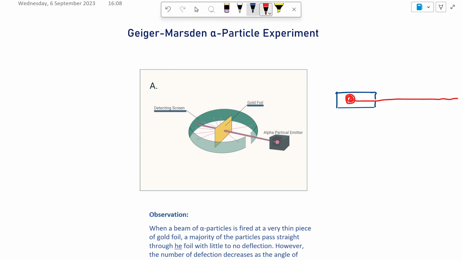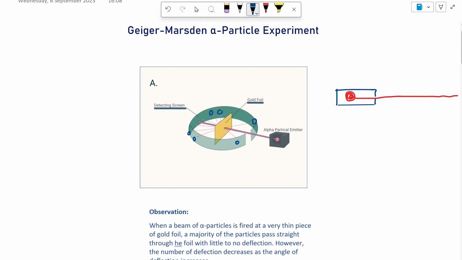What this means is that a small subset of particles deviated from the original path and struck the fluorescent screen at different angles, hence proving that the alpha particles were being repelled by something within the gold foil. However, if the Thomson atomic model were true, the beam of alpha particles would simply not pass through the gold foil. So this experiment proved that Rutherford was in fact correct.